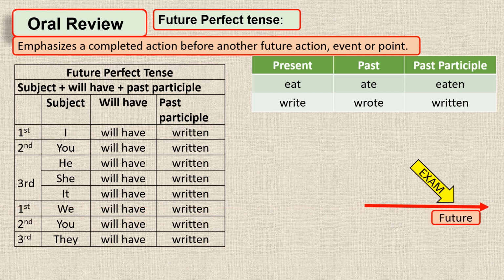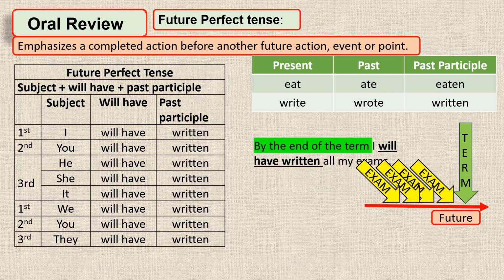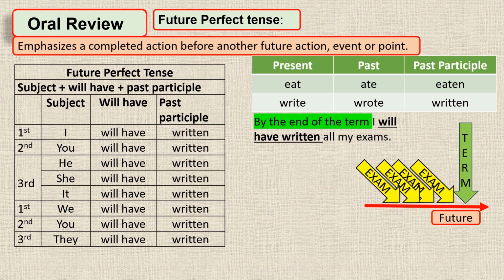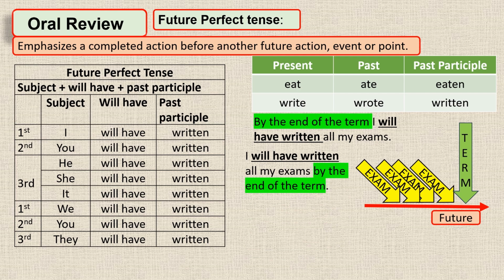There's our future, and now our actions, one after the other, exams written. And there's our future point. So let's see what sentences we can make from this graphic. By the end of the term, I will have written all my exams. Or, I will have written all my exams by the end of the term.